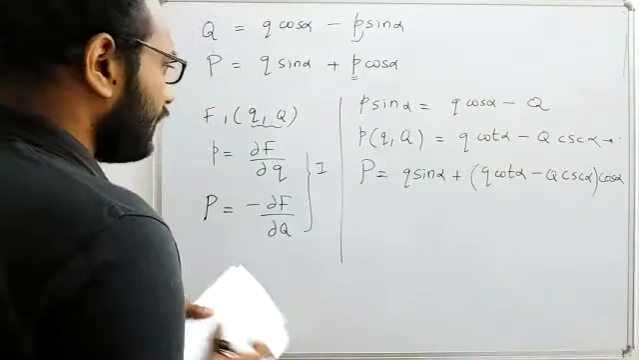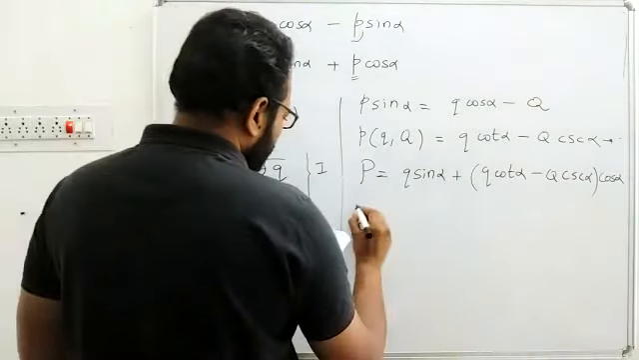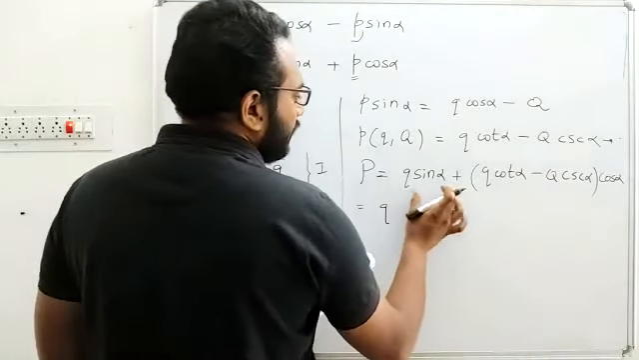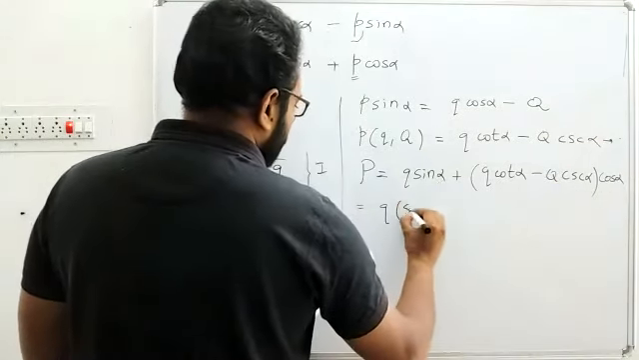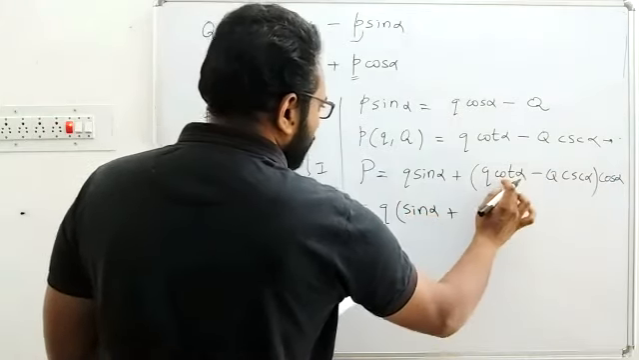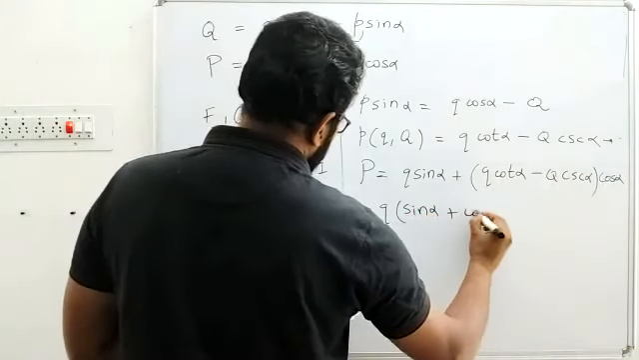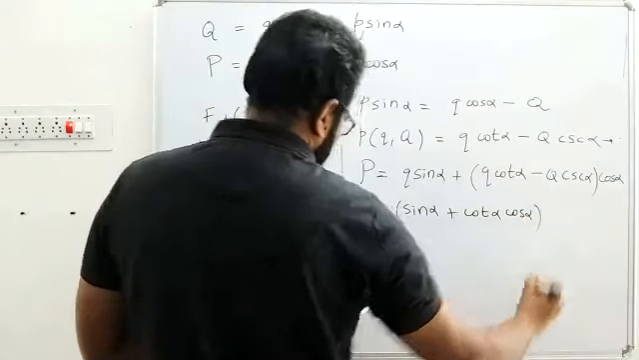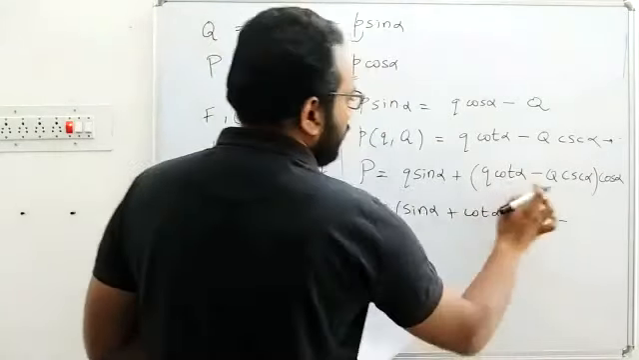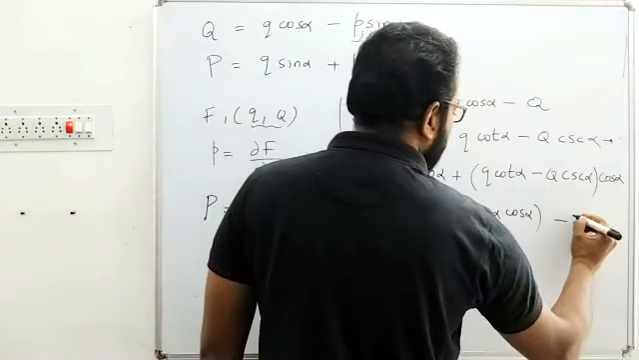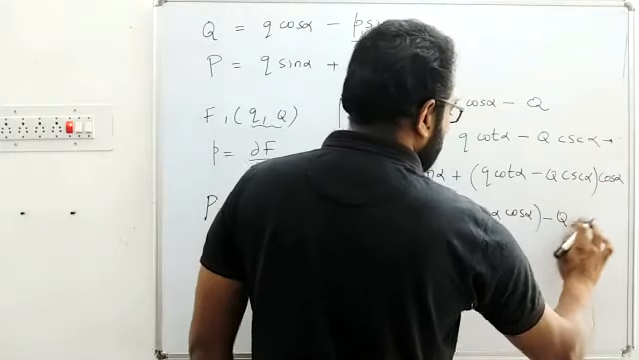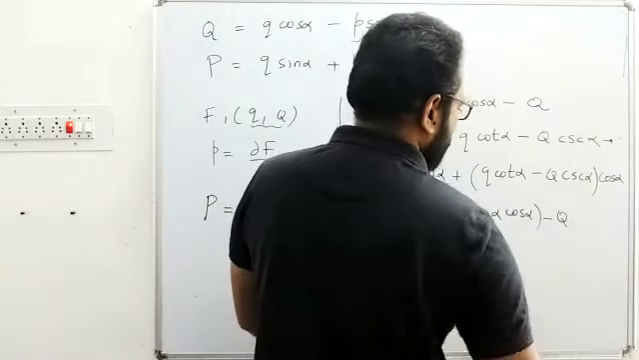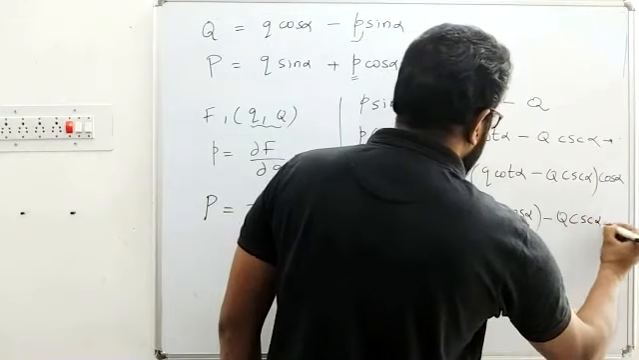So that can now be simplified. Okay. This can be written as, we take q together, we have got a q here and q there. There's also cos alpha. So that is q multiplied by sine alpha plus cot alpha cos alpha, minus capital Q cosecant alpha cos alpha.